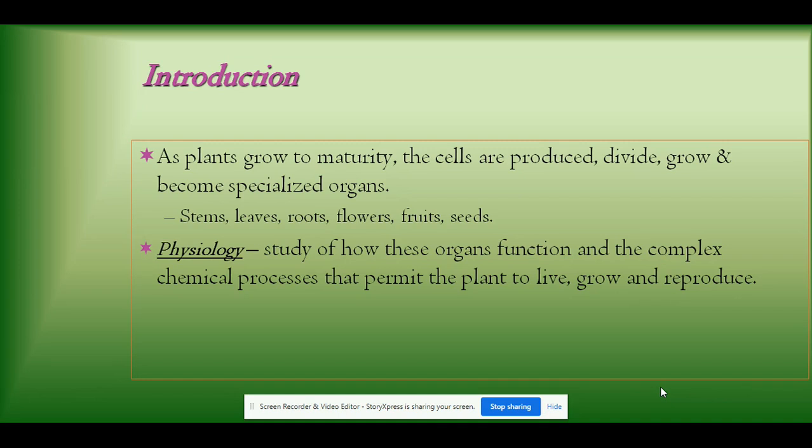As we know, the plants grow to maturity by producing cells at different stages, starting from germination, and it progresses towards specialized functioning, which we call the different organs, where stem, leaves, root, flowers, fruits and seeds are the ones we are familiar with. And within the plant, these organs function with various complex chemical processes that permit the plant to live, grow and reproduce.